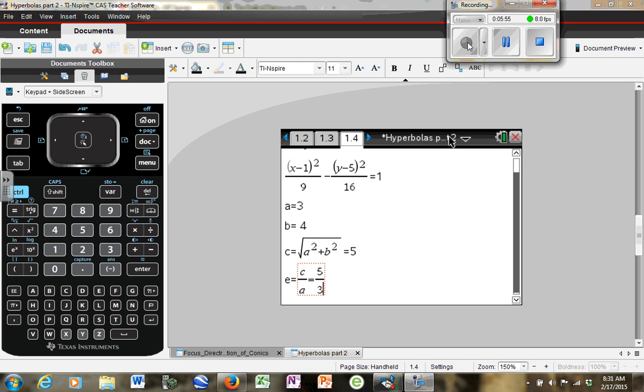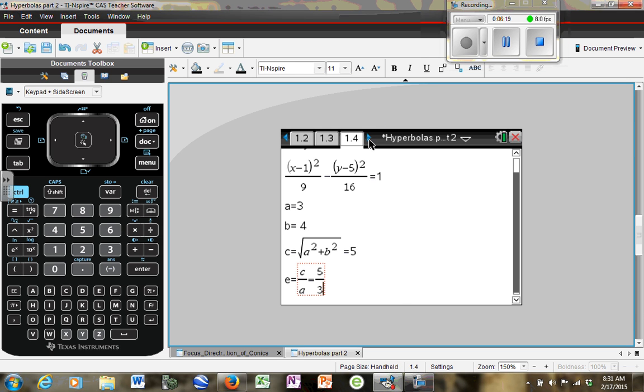And here's our answers. This is what you got. 9 is a squared, so a is 3. 16 is b squared, so b is 4. It's basically finding the hypotenuse. So 3 squared and 4 squared is 25. We got the square root of 25 is 5. So the eccentricity is just 5 over 3, which is bigger than 1. And so that one's all fine and dandy as well.